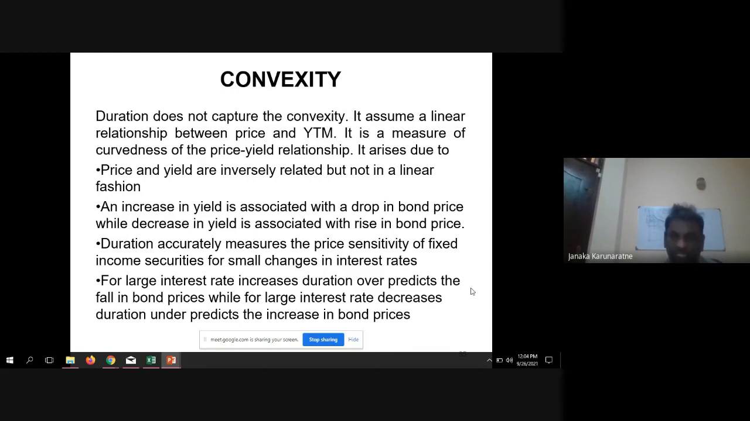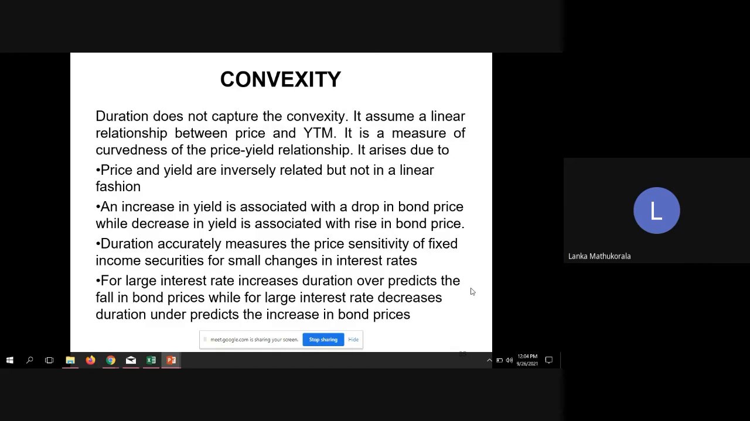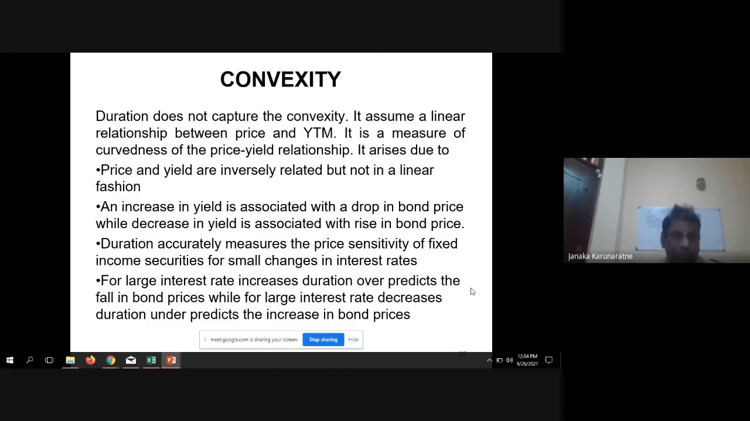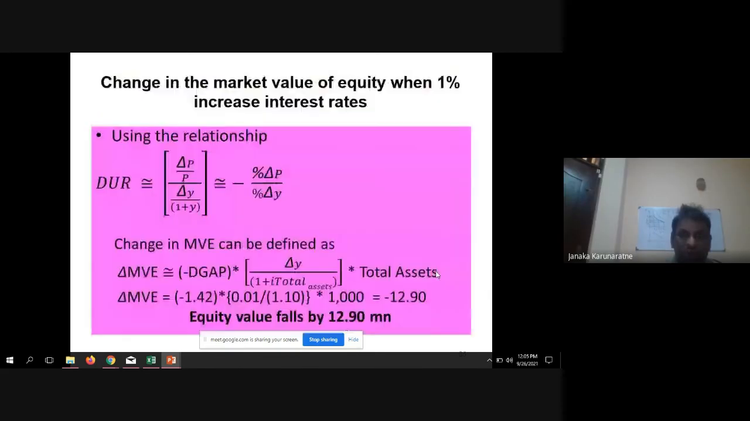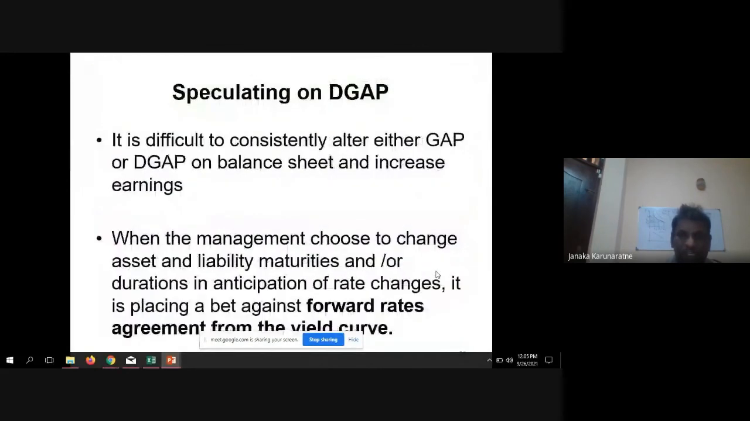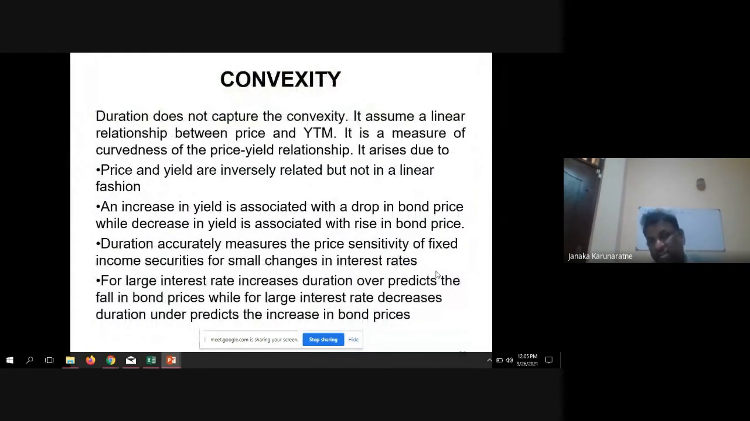So let's move on to the convexity. We came to this point through that particular question. Why does this difference come? Because of the convexity. Duration does not capture the convexity. So basically, the normal duration formula we talked about does not capture the convexity, so we cannot use it to straight away measure the price impact.